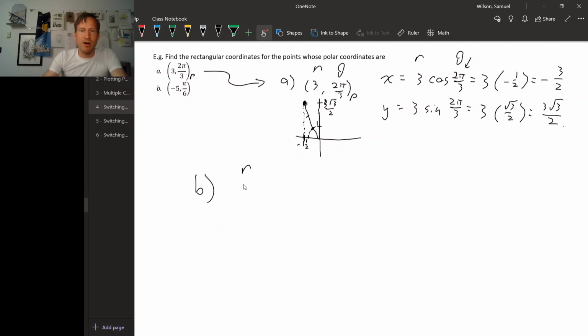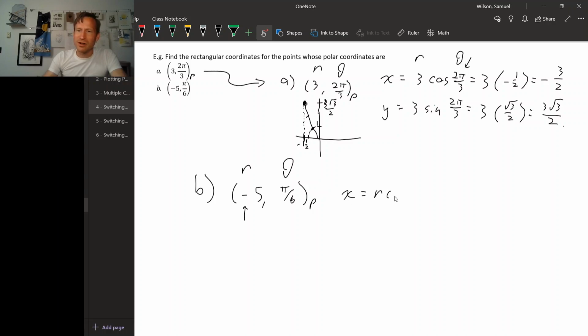So for b, our r value is negative 5, and our theta value is pi over 6. This is in polar coordinates. So let's convert this to rectangular coordinates. When we figured out the equations to convert from polar to rectangular, it didn't actually make any assumption about r being positive or negative. So the formulas are exactly the same for negative r values as for positive r values.